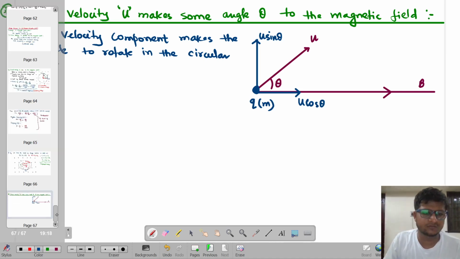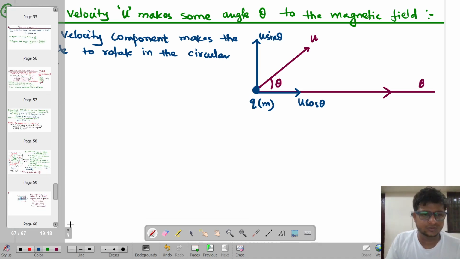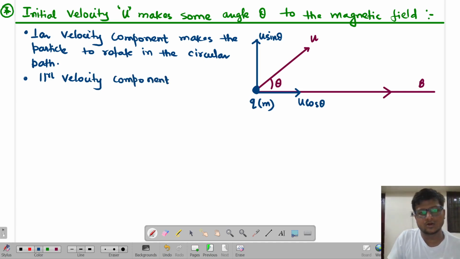Then what about the parallel velocity component? What does it actually do? The parallel velocity component does not change. You know that the magnetic field does not work on the parallel velocities, isn't it? Yes or no? It does not change and it carries the charge forward.